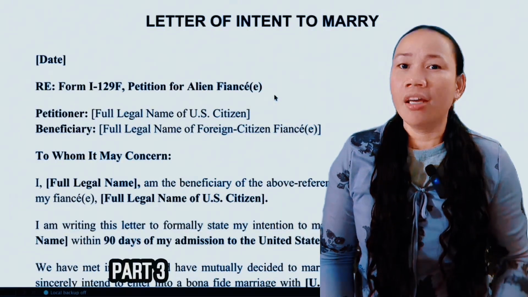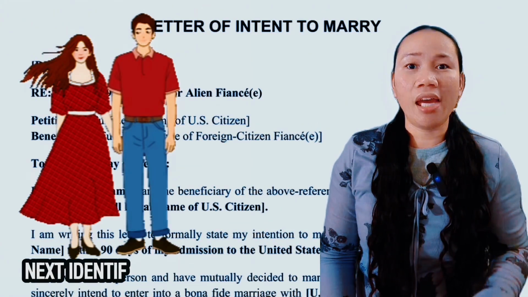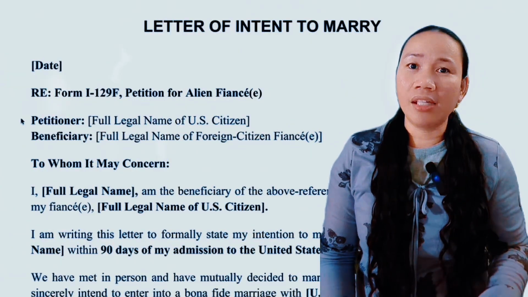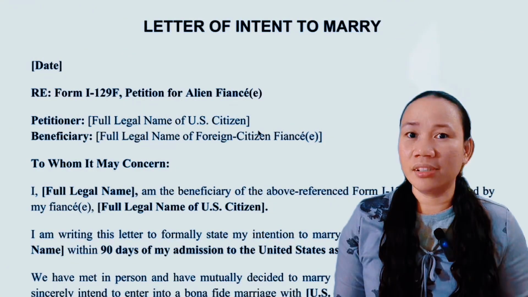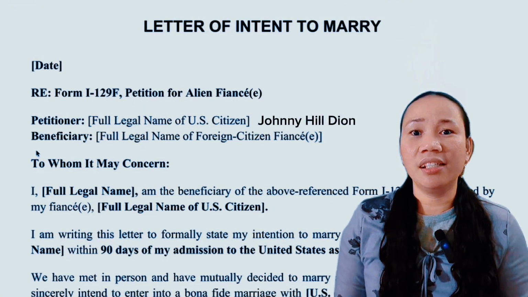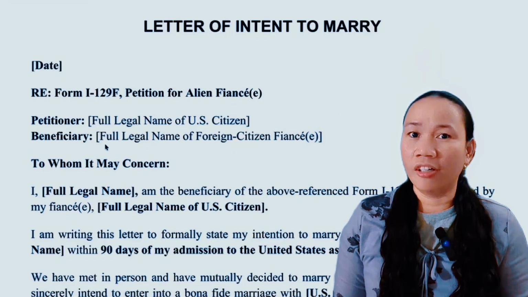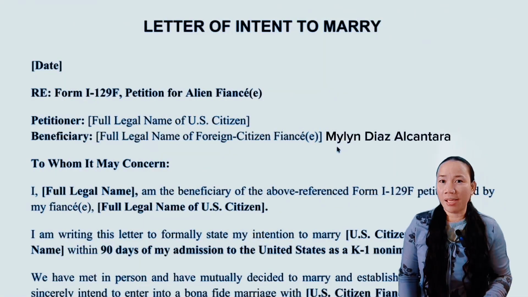Part 3. Petitioner and beneficiary. Next, identify the two people involved in the petition. You can write petitioner, full legal name of U.S. citizen, for example, Johnny Hill Dion. Then the beneficiary, full legal name of foreign citizen fiancé or fiancée, for example, Mylene Diaz Alcantara.